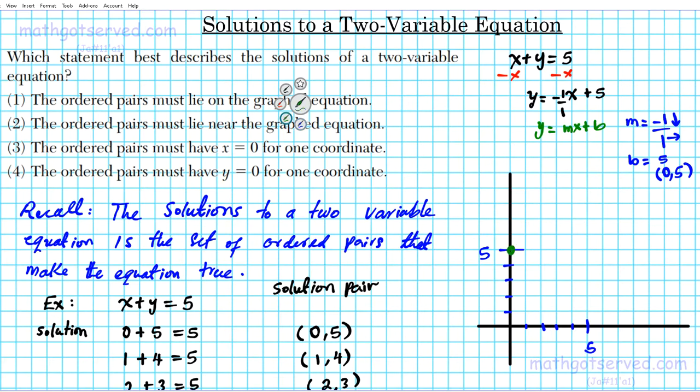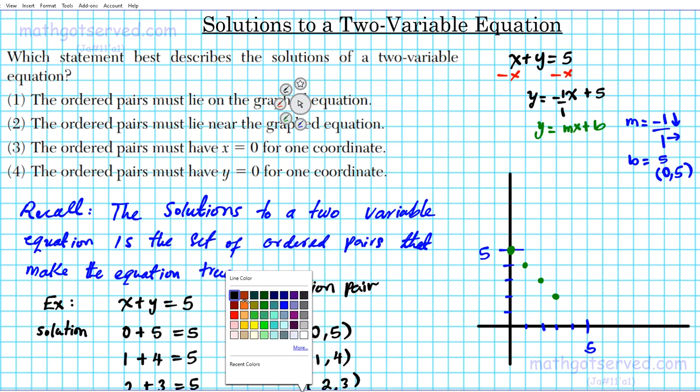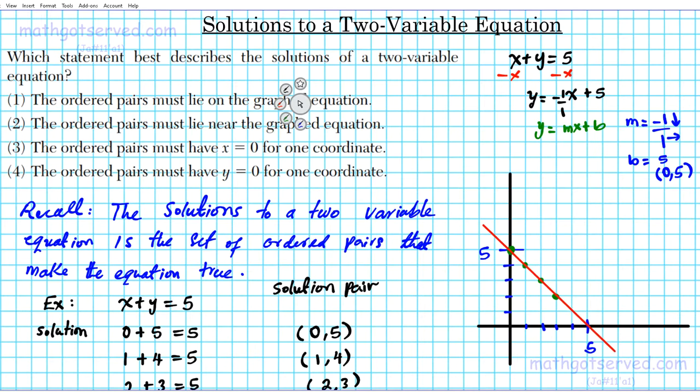Okay, so you're going to fall 1 and run 1. That's another point. Fall 1, run 1. That's another point. Okay, fall 1, run 1 from this point. Okay, and let's go ahead and draw our line right there. So let's make it red. Okay, so there goes our line right there. So this is the graph of this equation.